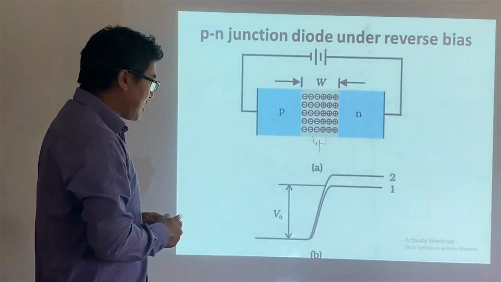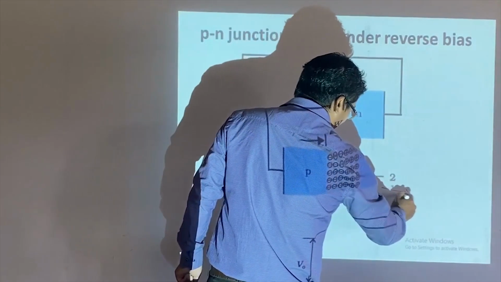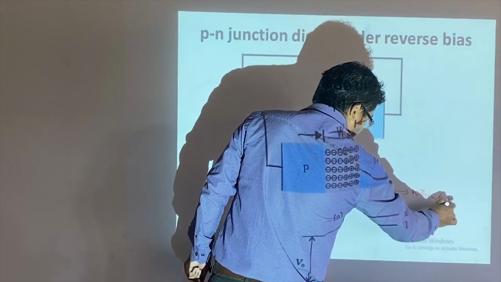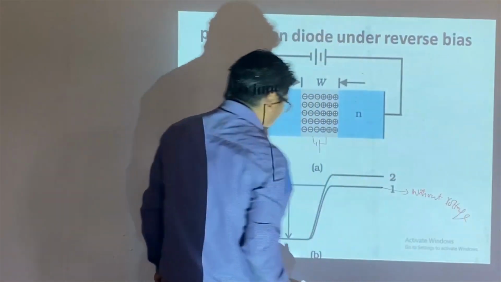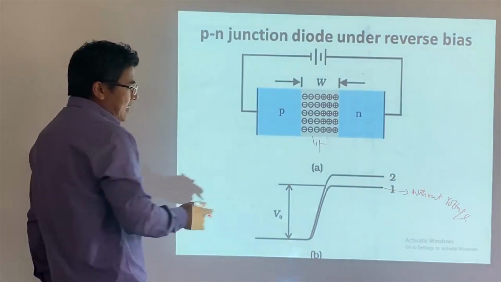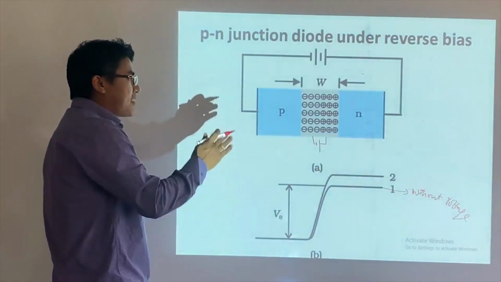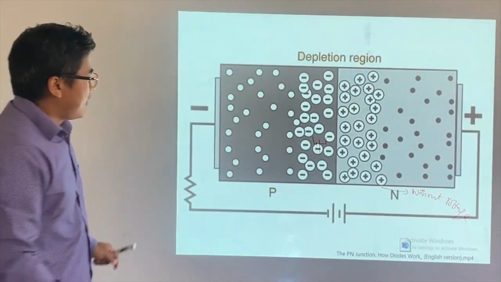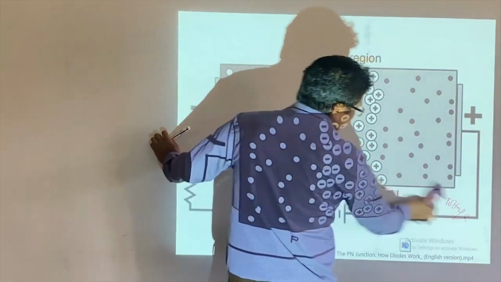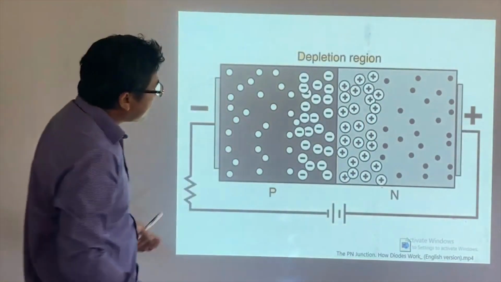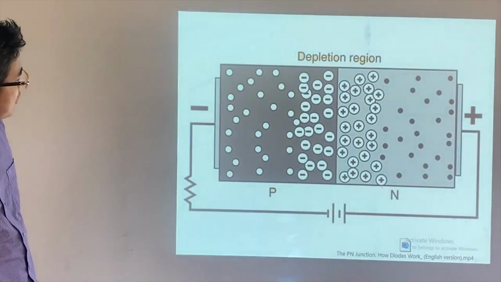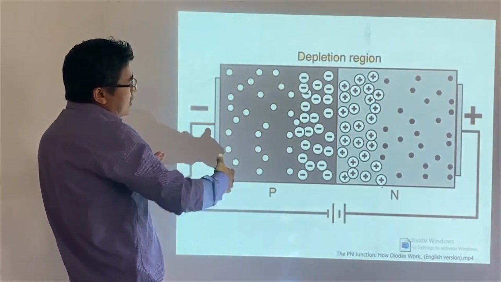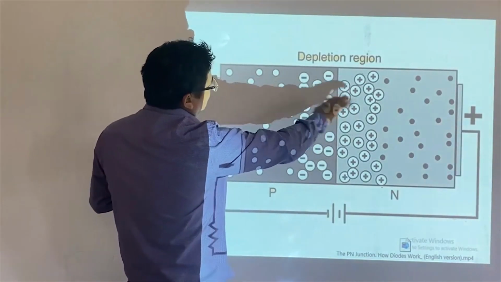Alright, so this is without voltage. And if I apply voltage, then the potential barrier will increase. So this is what we have, and this is a diagram I have. You look at here, the depletion region is going to increase, and because of which, you know, there is no increase in the current, right?